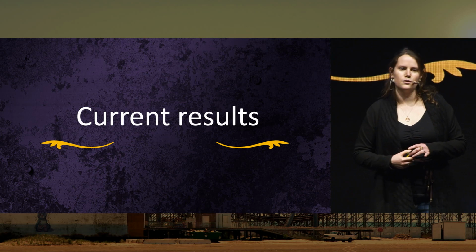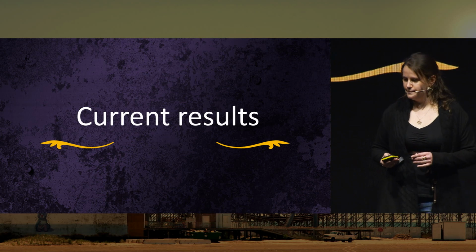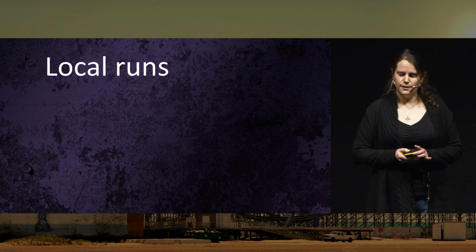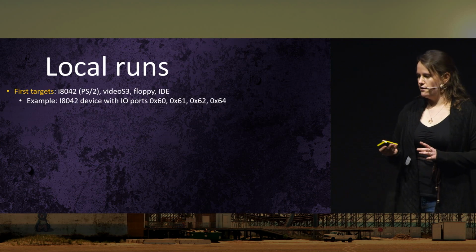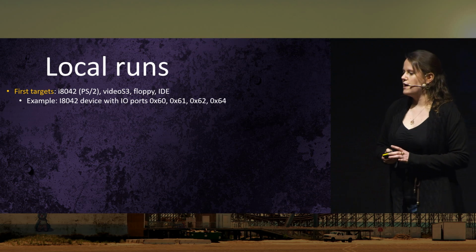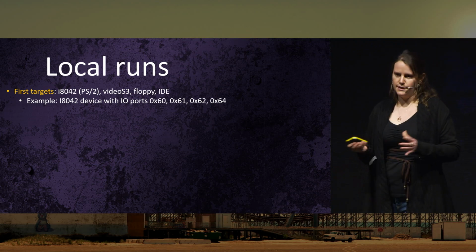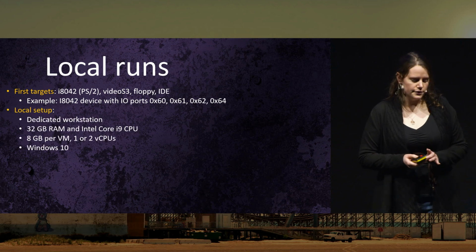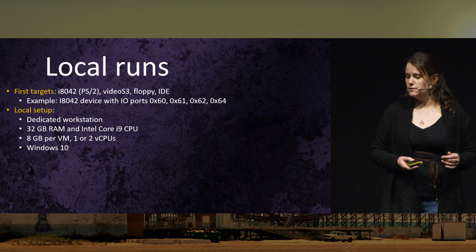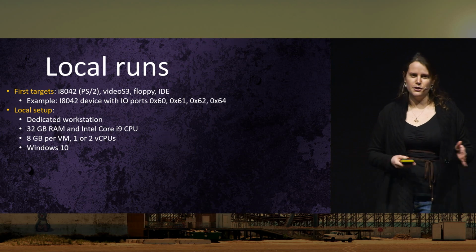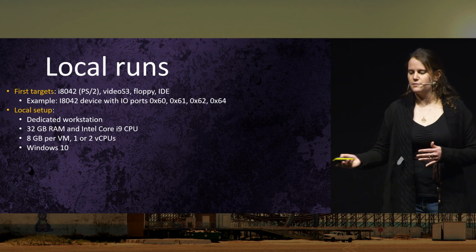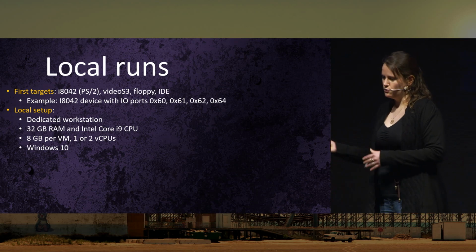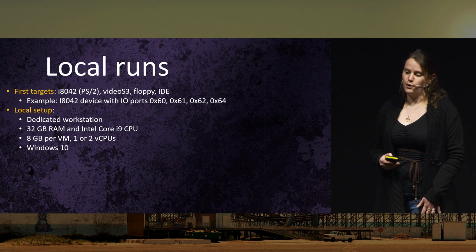Now let's dive into the results of the fuzzer. First, the fuzzer was only run locally for now. It was run on four devices: i8042, PS2, video S3, floppy, and IDE. The local setup was a dedicated workstation with 32 gigs of RAM. I'm just sharing that, it's a bit boring, but in case you want to reproduce it, it's possible to do with a dedicated workstation at home.